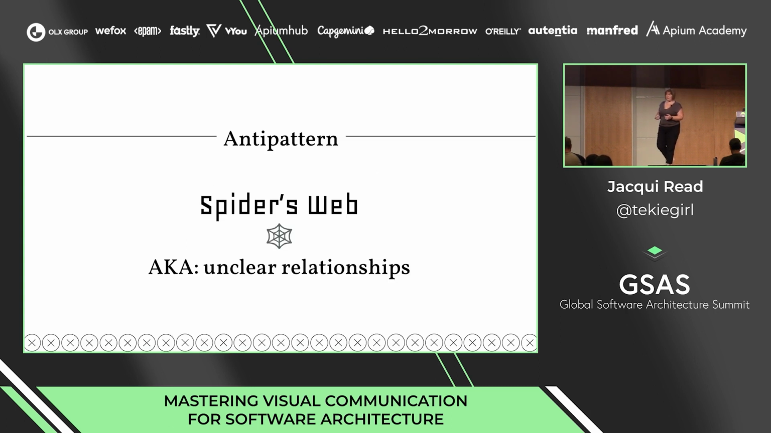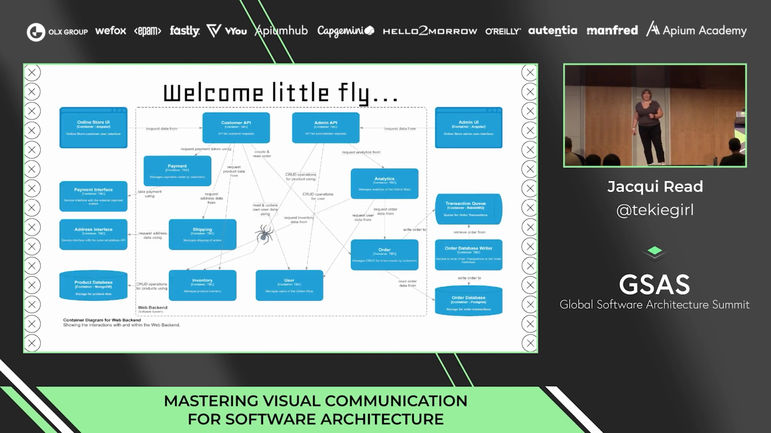Another anti-pattern, this one's called spider's web, also known as unclear relationships. And I bet you have definitely seen this one. When you get something like this, where you've got lines all over the place. You've got labels that you think, which line is that actually a label for? And you look at it and you think, okay, I think I'm going to have to ask someone about this one, which is not what you want your audience to think when they look at your diagram. Little spider there in its web.